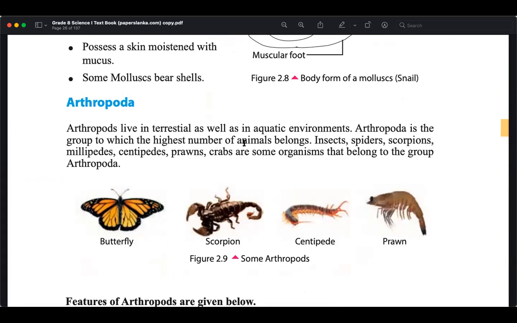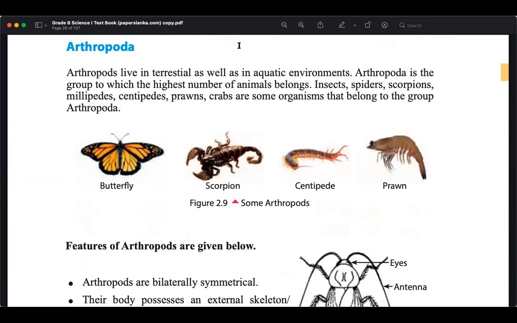Then the most highly spread variant, Arthropoda. So I think the population is, let's see, I didn't see this recently. Let me check this.